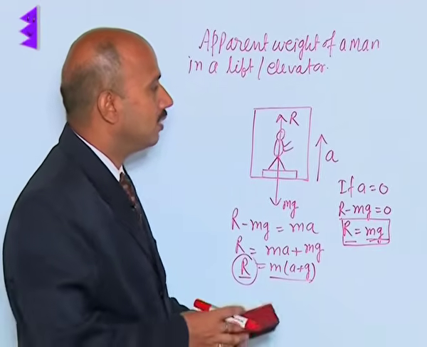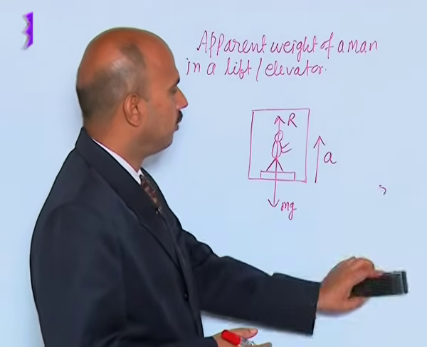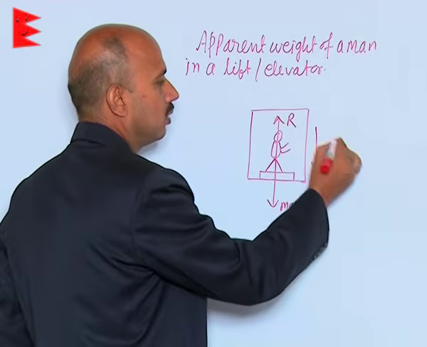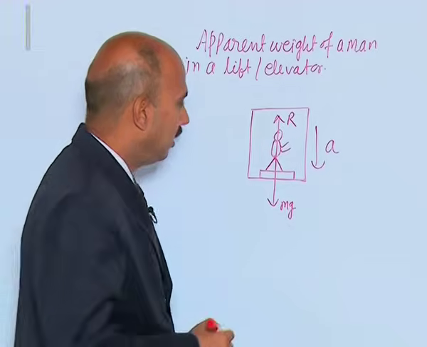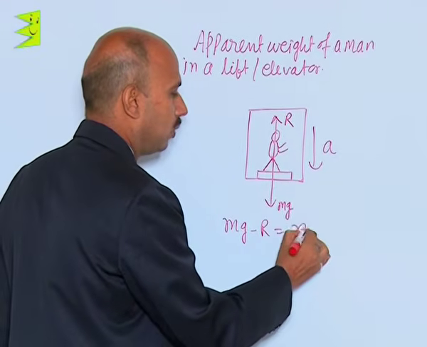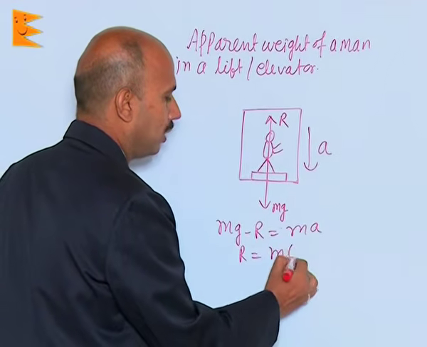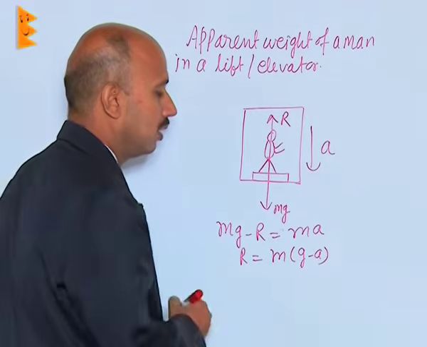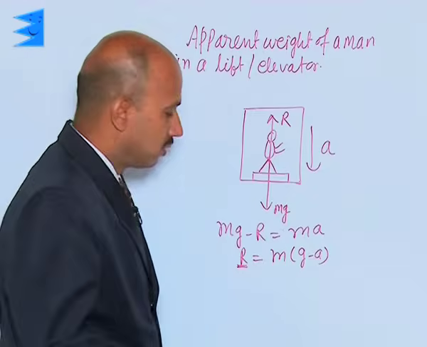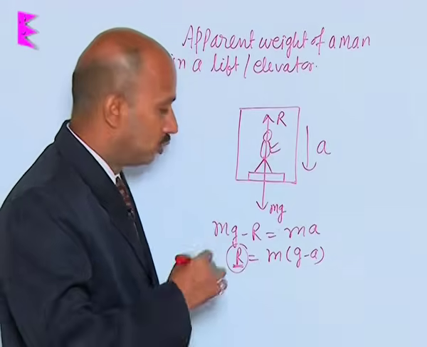Now, we can take another example here. Suppose the lift is accelerating downward with uniform acceleration a. Then we can write the net force, mg minus R, is equal to m into a, and we can write R is equal to m into (g minus a). Now, see, R is actually less than the actual weight. So, this apparent weight of the man is less than its actual weight.